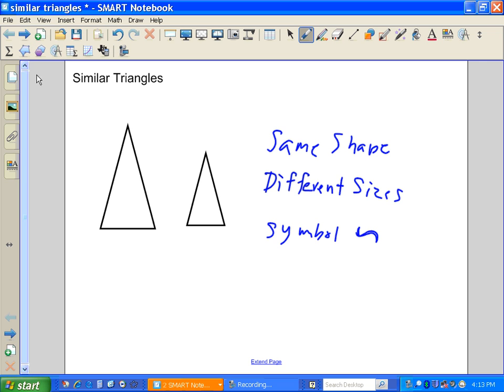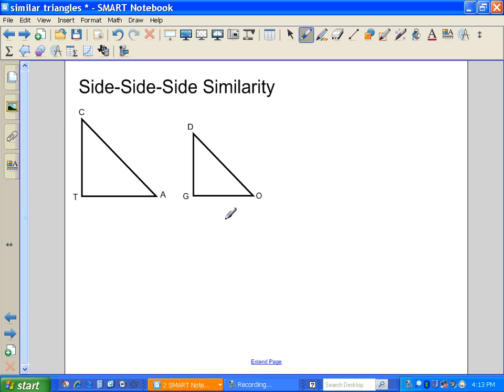We're going to look at trying to see how much information we need to show that triangles are similar given certain conditions. One of the first rules about similar triangles is if you have three sides of one triangle that are in proportion to three sides of another triangle, then the triangles must be similar. So we're looking for all three sides to be in proportion to the other three sides.